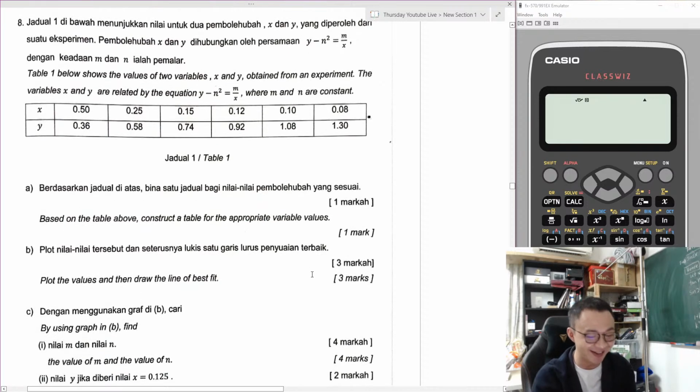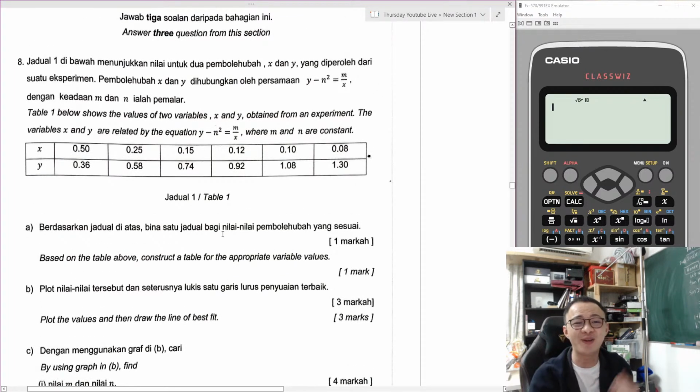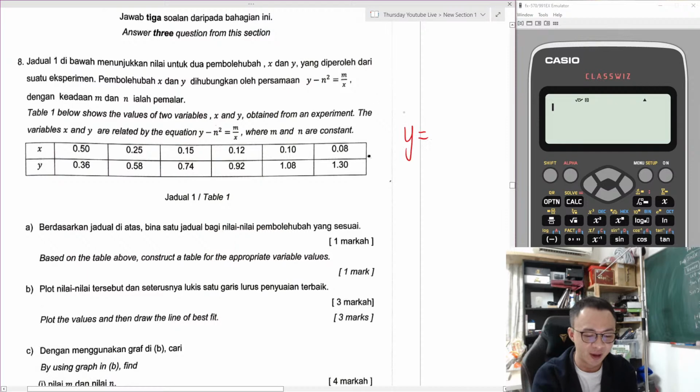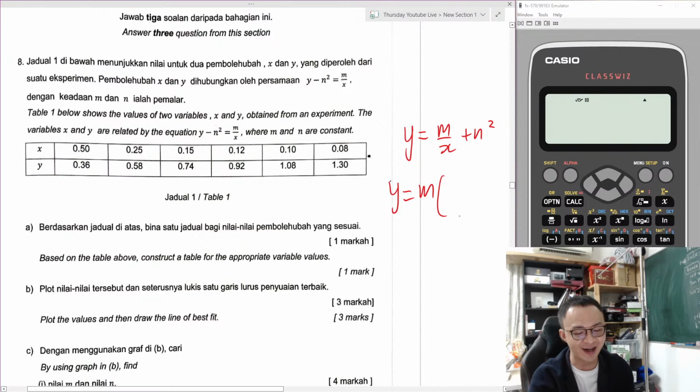This one is actually more challenging than the normal question. Because in a normal question, they will tell you what they want for the x-axis and y-axis, the vertical axis and horizontal axis, like x squared against y squared. But since they don't tell us, we have to rearrange this equation ourselves. I'm going to move the n squared to the other side, plus n squared. If I rearrange this, I separate the m and divide by x, becoming 1 over x multiplied by m.